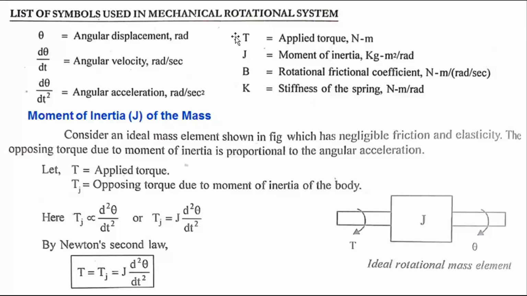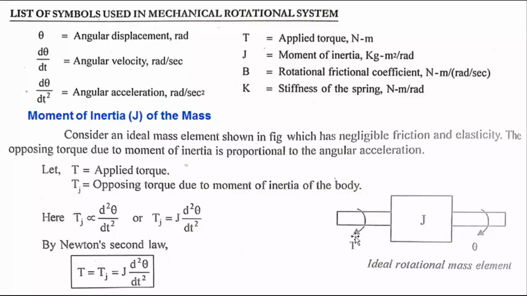Then the rotational force is called torque, and moment of inertia is indicated as the letter J. Then B is the rotational frictional element coefficient, K is the stiffness of the spring. First, the moment of inertia of the mass element. Here, this is the mass element. The moment of inertia is indicated as J.